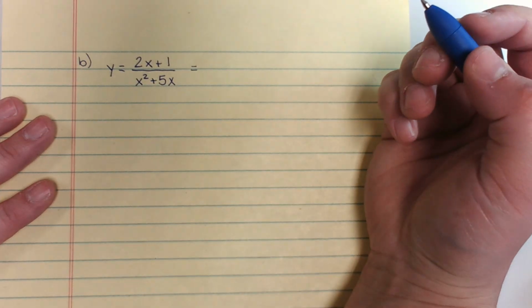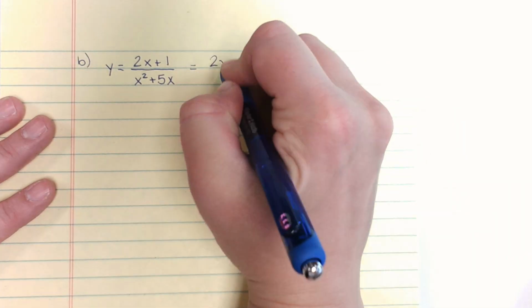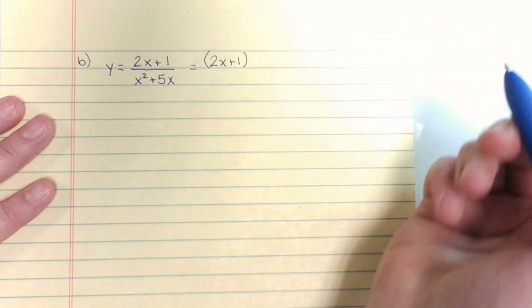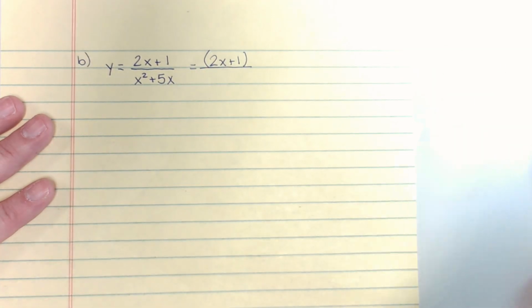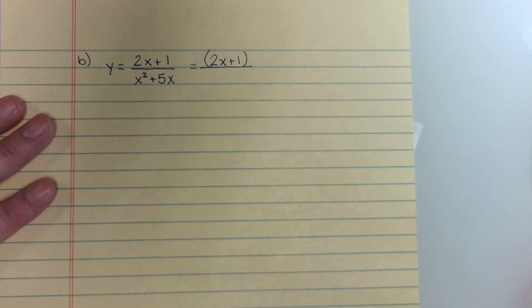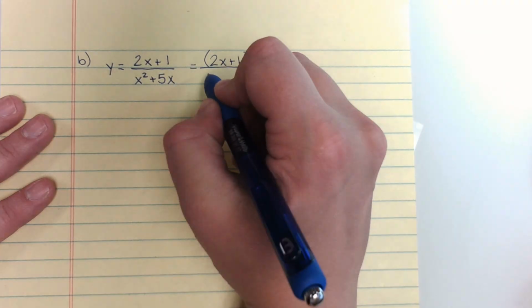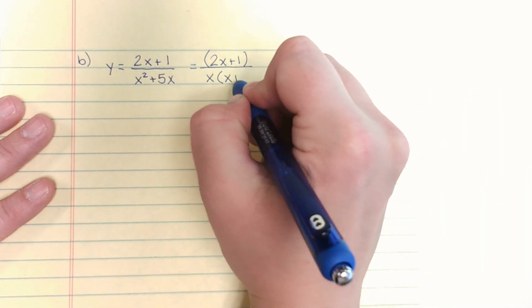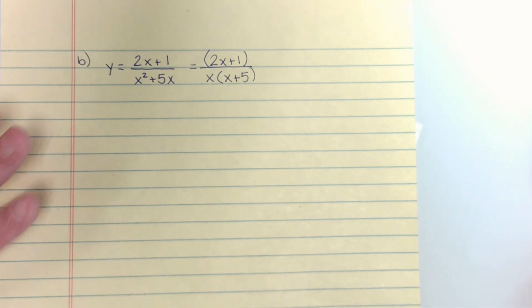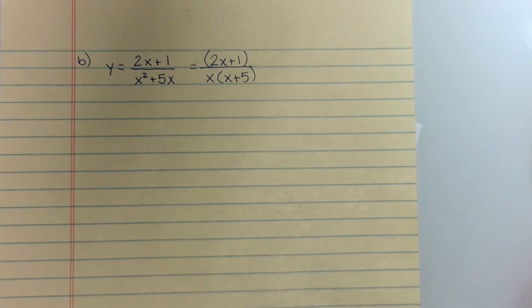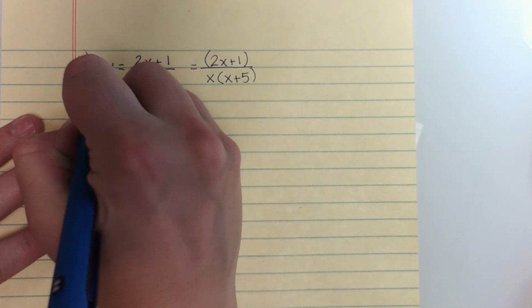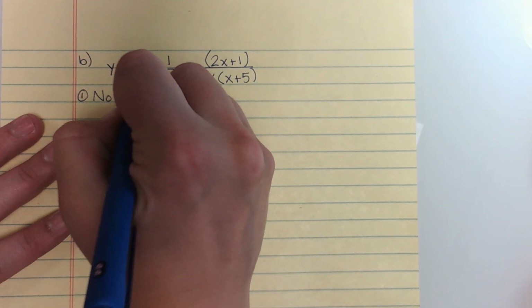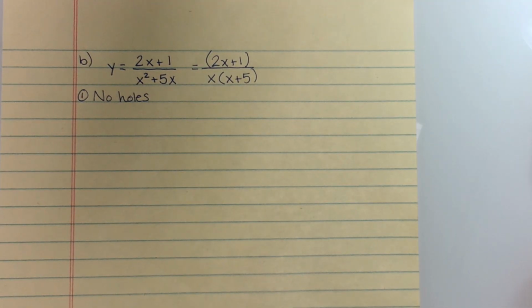2x plus 1, does that factor? So I put it in parentheses, reminding myself that it's still a binomial. Does x squared plus 5x factor? Yes. GCF is? Leaves me with x plus 5. Does it factor further? Does anything simplify out? No. There's no holes. Do I have to write that down? No, but that is what we're checking for.